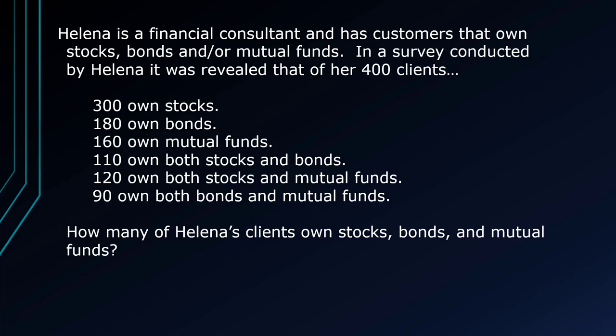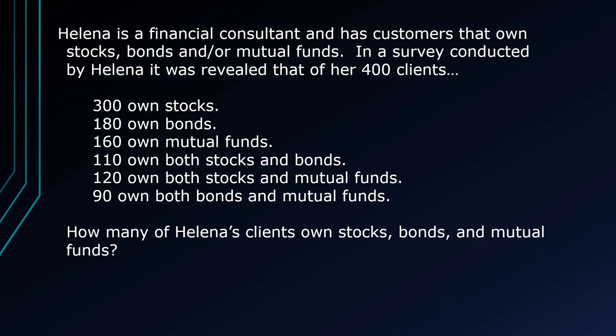Helena is a financial consultant and has customers that own stocks, bonds, and/or mutual funds. In a survey conducted by Helena, it was revealed that of her 400 clients, 300 owned stocks, 180 owned bonds, 160 owned mutual funds, 110 owned both stocks and bonds, 120 owned both stocks and mutual funds, and 90 owned both bonds and mutual funds. How many of Helena's clients own stocks, bonds, and mutual funds?